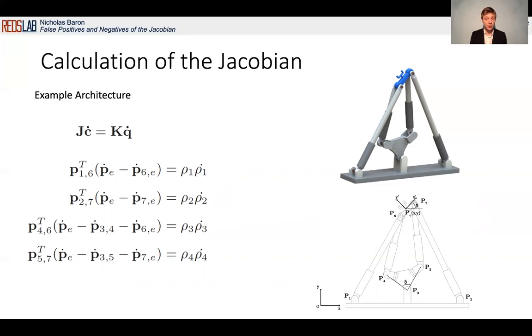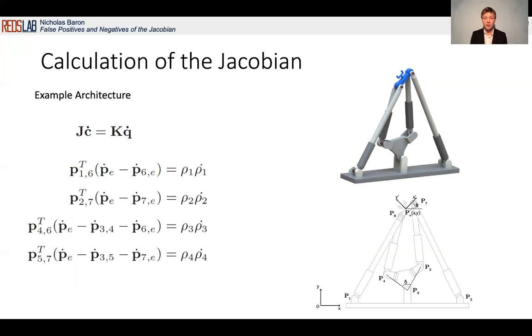So we determine this equation by first of all forming the vector loop equations you see on the screen here, which relate the base of the mechanism to the end effector of the mechanism. And we see here, if we consider the first equation, that the equation relates the velocity of the end effector given by PE dot to the velocity of the prismatic actuated joint given by rho 1 dot. And a similar relationship occurs for each of the other 3 equations.